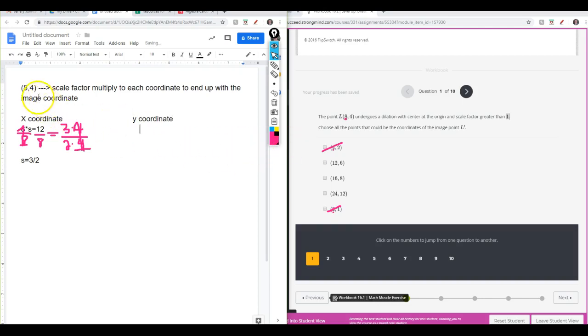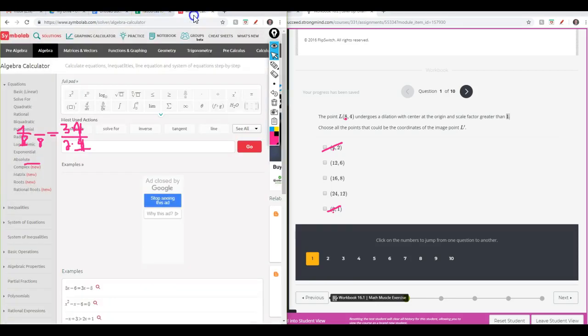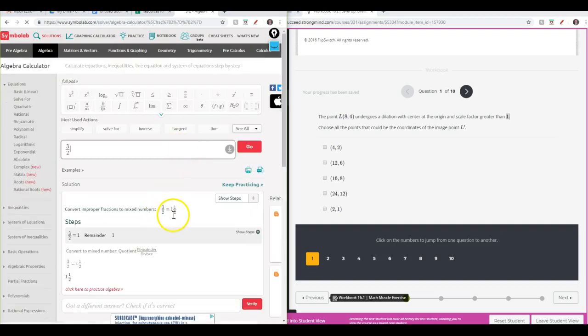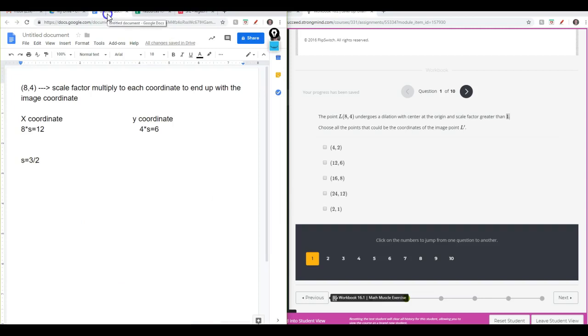The y-coordinate here is 4, times our scale factor has to equal, well, here we are checking that it equals 6. Again, our whole goal is to check that the scale factor is the same over here on the y-coordinate and that it's greater than 1. And right now you might be questioning, is 3/2 greater than 1? You can jump over to the Symbolab calculator and type in 3/2, hit enter, and it'll tell you it's 1.5. Yep, it's greater than 1 by 1/2. So that's good.